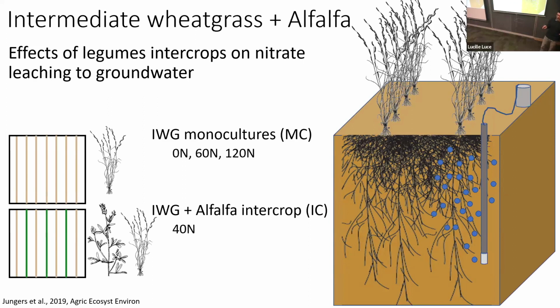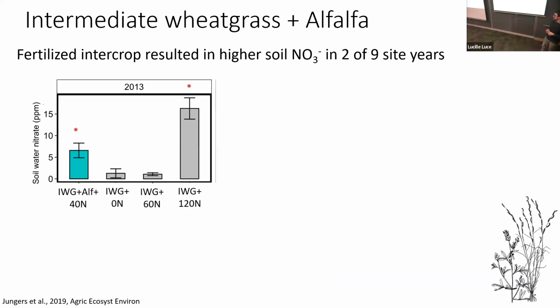We measure water quality by using lysimeters, so we can sample soil water beneath the rooting zone, and then we look at how much nitrate is in that soil water. And we did this in monocultures with and without fertilizer. And then we did this with an alfalfa intercrop. But all of those intercrops did have 40 kilos of N applied to them. So it was the legume intercrop plus fertilizer. Just to show you some results.